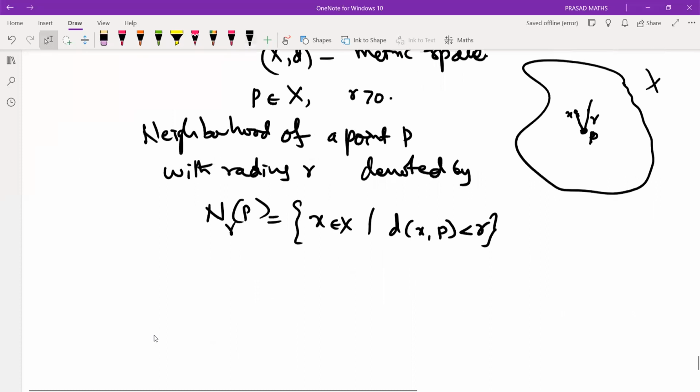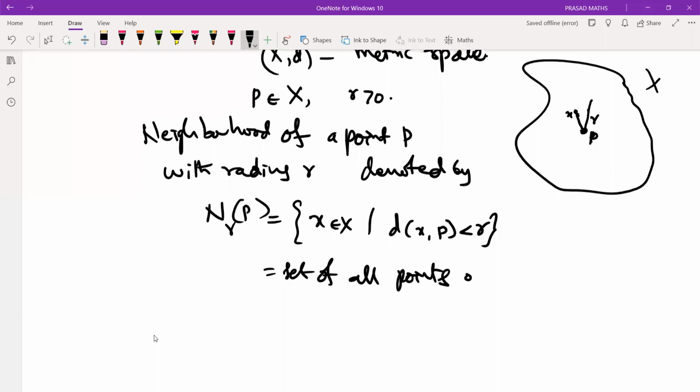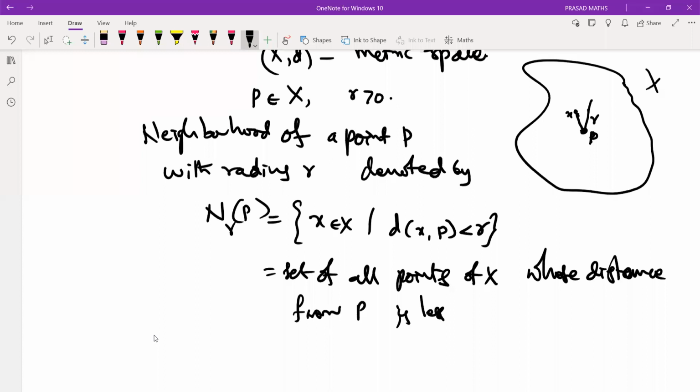Whose distance, that means what? The set of all points in a metric space whose distance from P is always less than r. Right? This is actually the definition of a neighborhood of a point P.